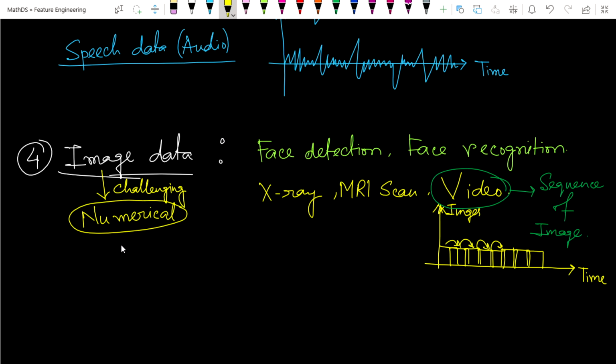Challenging part. After we convert the image to numerical form, we can easily use some ML models. It could be a supervised learning model or an unsupervised learning model, anything as per our requirement. But the most challenging part is how to featurize this image data and how to convert such a huge amount of pixels into numerical quantities.